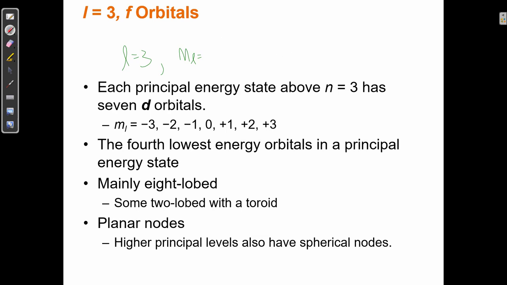Sorry, this is getting really messy. Let me try again. Negative l to positive l. L is 3, so negative 3 to positive 3. Since they can only be integers, that's negative 3, negative 2, negative 1, 0, positive 1, positive 2, positive 3. So I have 7 possibilities. When I'm talking about l equals 3, I'm talking about f orbitals, that's the shape of the orbital. How many f orbitals are there? 1, 2, 3, 4, 5, 6, 7.